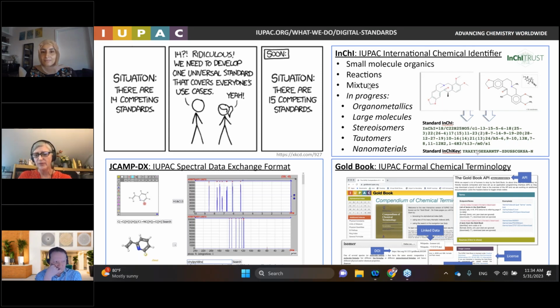But the INCHI is really helpful because it's like nomenclature. You can compare INCHIs and it will help you organize an index, but it's a little bit more systematic and a little bit more easy for computers to handle than the nomenclature.